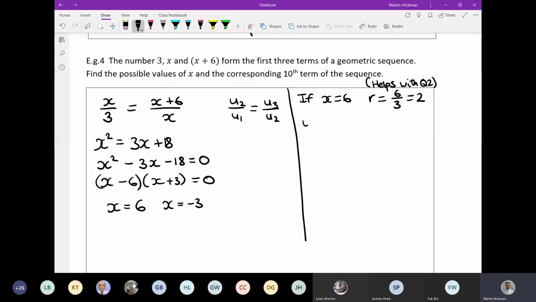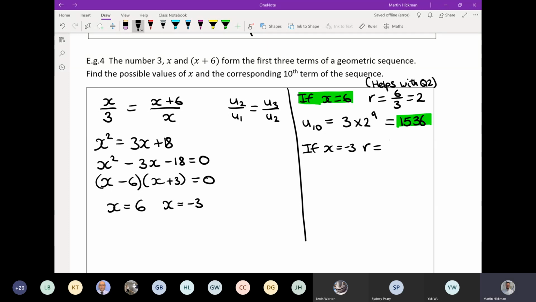And then if we want to find the 10th term, we just find u10. So we just do 3 times 2 to the power of 9, because it's always n minus 1. So 10 minus 1 for the 9. So just always think of it's going to be 1 less than what n is, that power. And when we do that, we get 1,536. So if x is 6, then we get 1,536 as our answer.